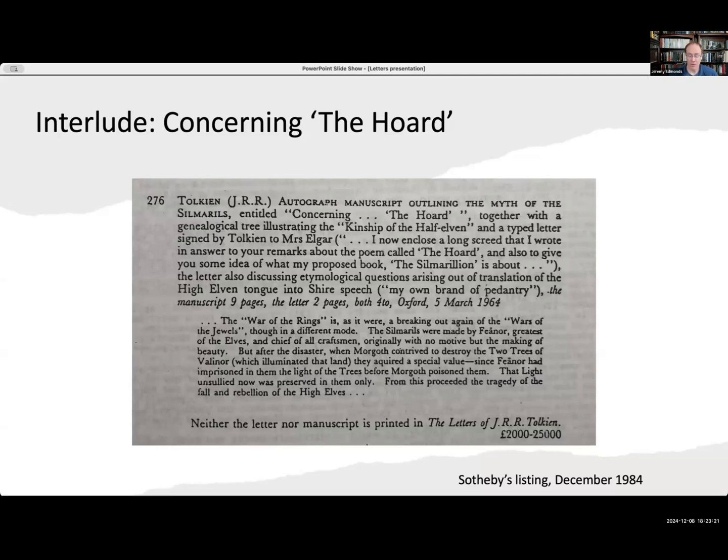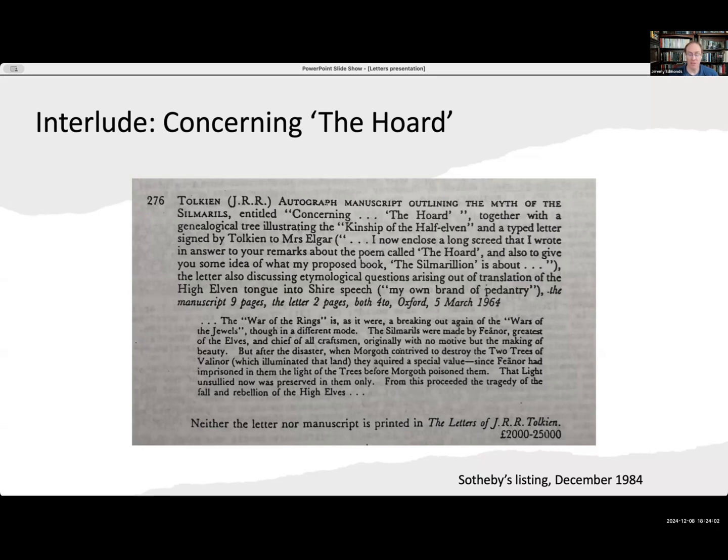When this auction took place, you can see the estimate was £2,000, which is about what it sold for. At that point, it was bought by a dealer, and that dealer then sold it to a private collector, and it disappeared in 1984. Other than this auction listing, and along with it was a picture of the kinship of the half-elven, sort of a family tree, which unfortunately I can't reproduce here in this talk, but it is available to see if you go looking for it.